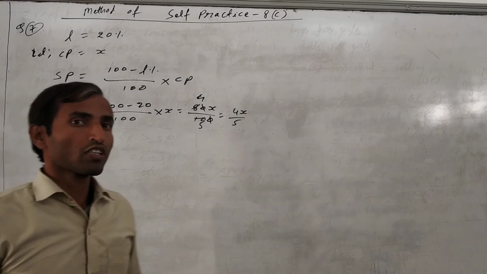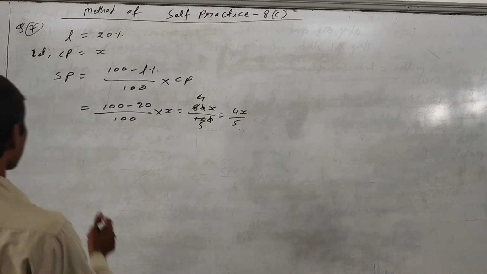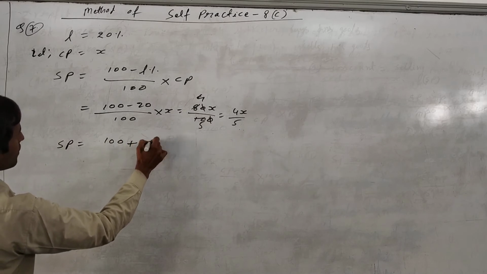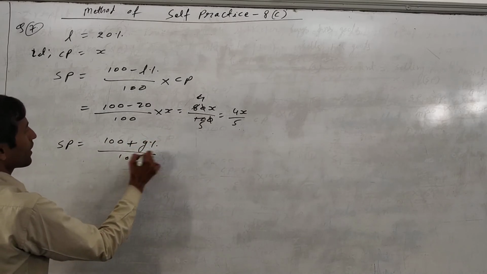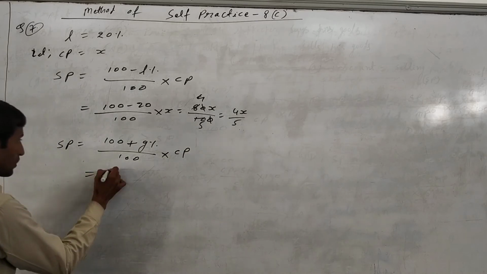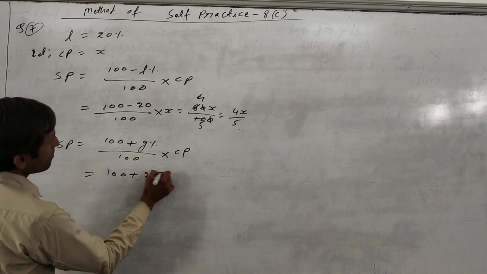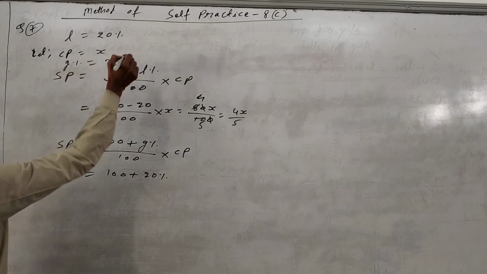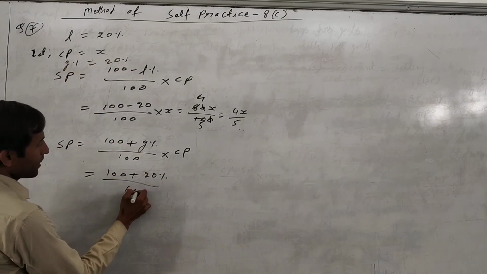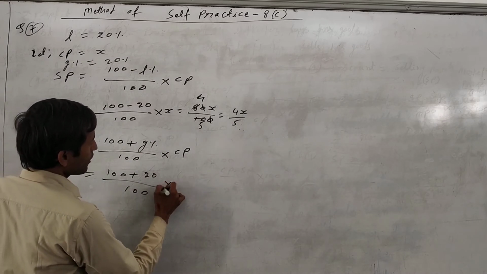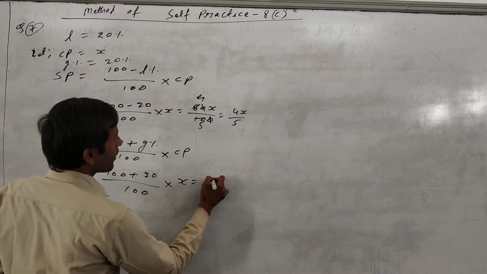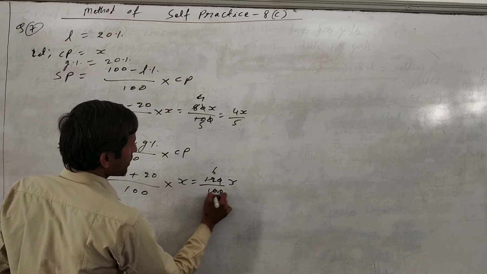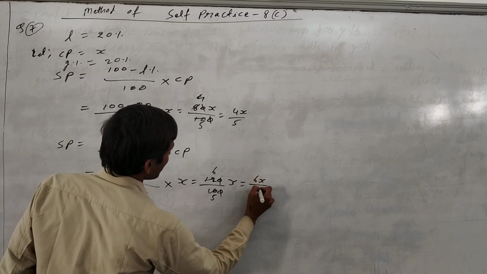Now the question gives 20% profit. So first of all again we have to find SP. In this case we use plus gain percent: 100 plus gain upon 100 into CP. The gain percent is already given in the question as 20, so we will use that. So 100 plus 20 upon 100 into x. Here it will come 120 upon 100 into x. Cancel out, here 6 and 5 will come. So it will come 6x upon 5.